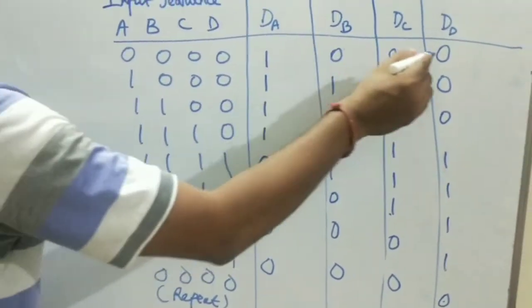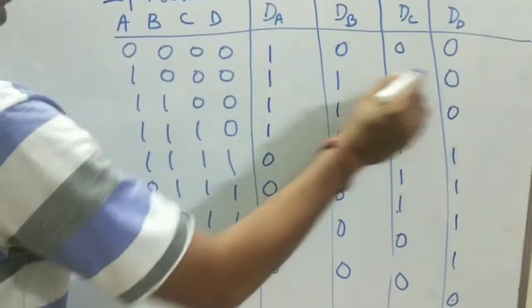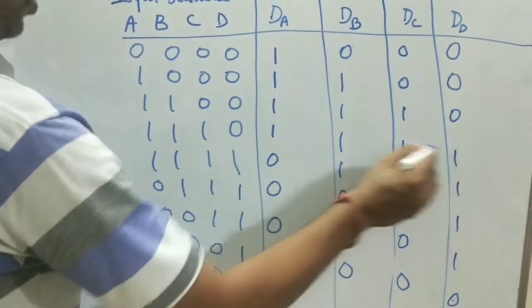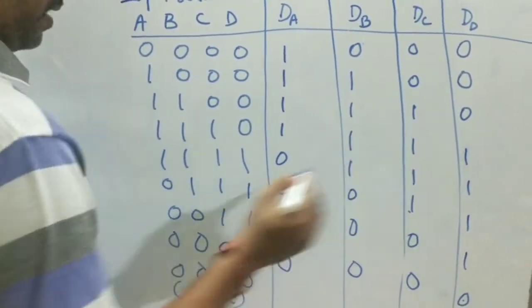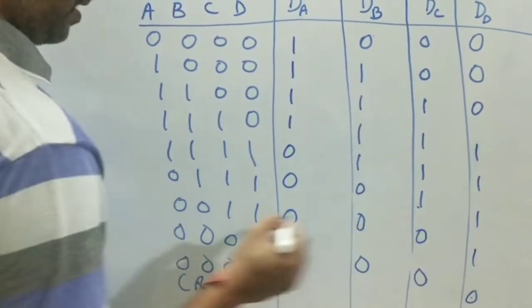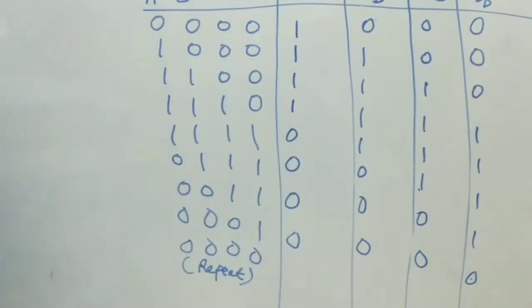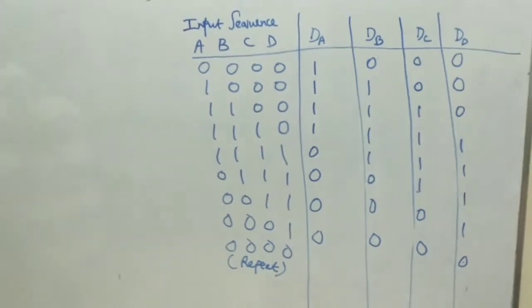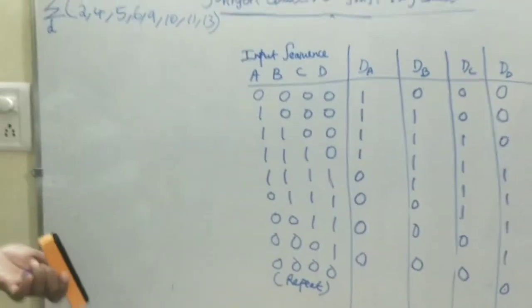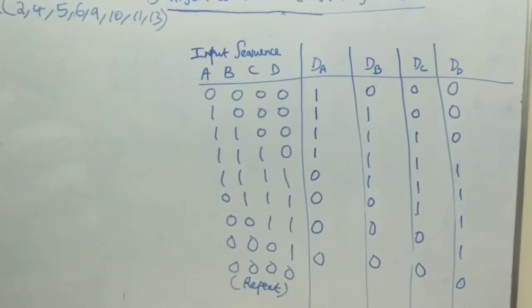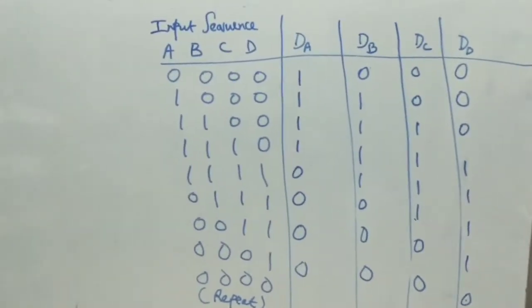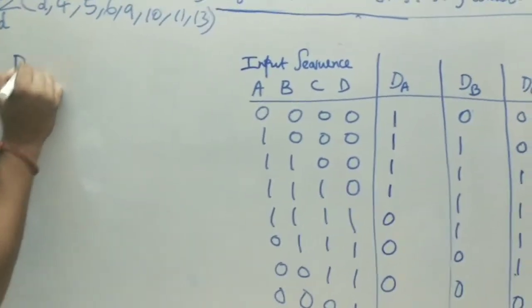Likewise for D: 0 to 0 is 0; 0 to 0 is 0; 0 to 1 is 1; 1 to 1 is 1; 1 to 1 is 1; 1 to 1 is 1; 1 to 0 is 0. What is the next step? We need to construct the K-map for finding the expression for each flip-flop. First, we'll do it for DA.